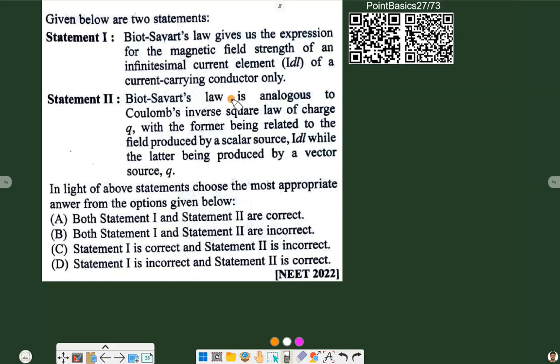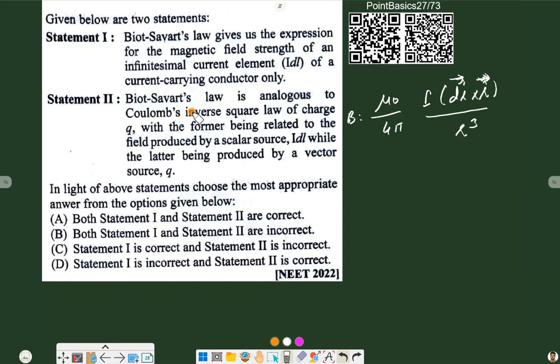So here the first statement is correct by default, hopefully everybody knows that in the Biot-Savart law, we get the magnetic field due to a small current element at a certain distance, and the value of the magnetic field is given by mu naught I into I dl cross r by r cube. That's the value of the magnetic field by Biot-Savart law. Here both of these are vectors. That's why we have r cube here in the denominator. So statement 1 is correct.